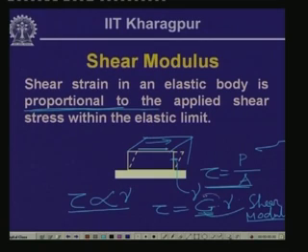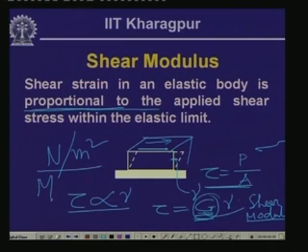And this has the unit similar to the unit of modulus of elasticity, which is in Pascal or in Newton per meter square, or megapascal MPa, which is 10 to the power 6 times Newton per meter square, or gigapascal. So, that is the unit of the shear modulus G.